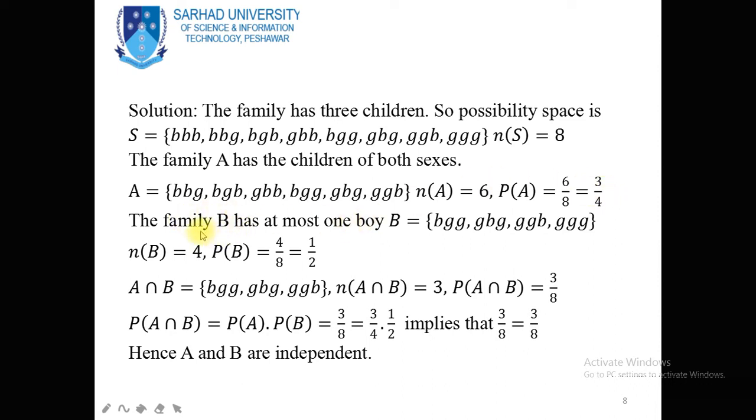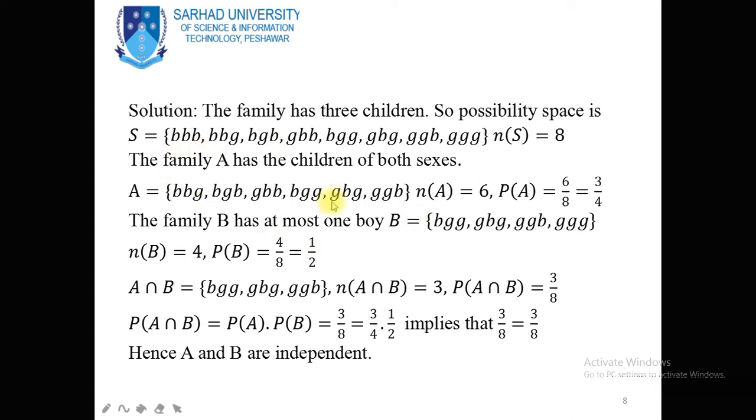Now another choice, the family B has at most one boy. So this is event B, at most one boy. For this description, the outcomes are BGG, GBG, GGB, and GGG. Family B has at most one boy. So the event B has four outcomes. The number of outcomes in the event B is equal to 4. So the probability of B is equal to 4 by 8, which is equal to 1 over 2.